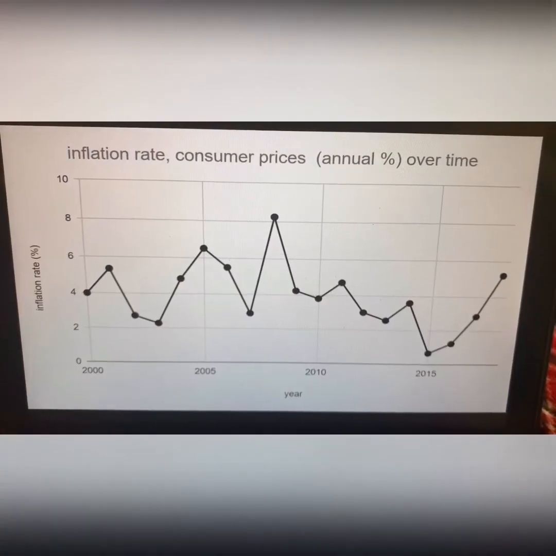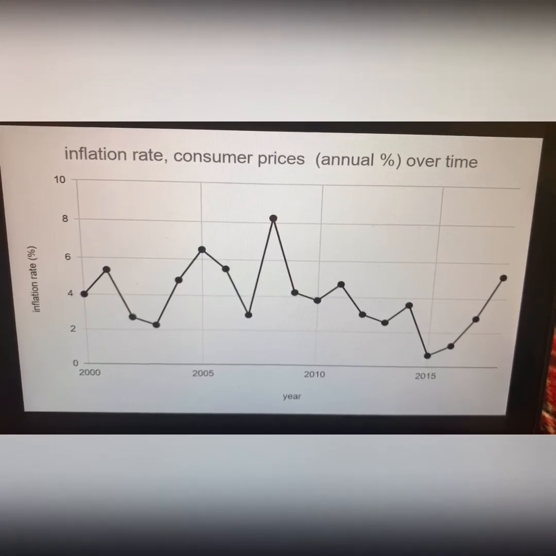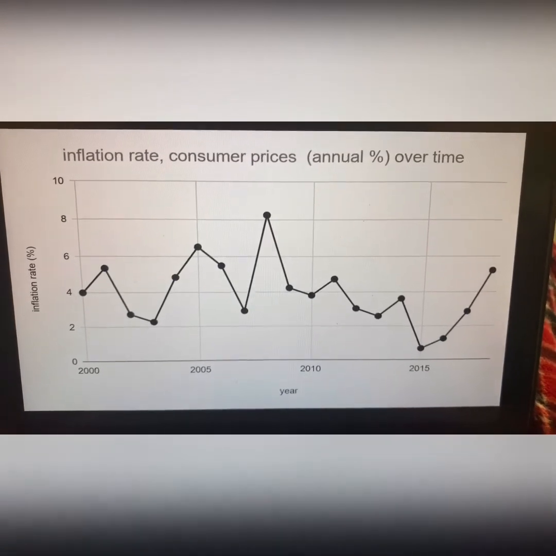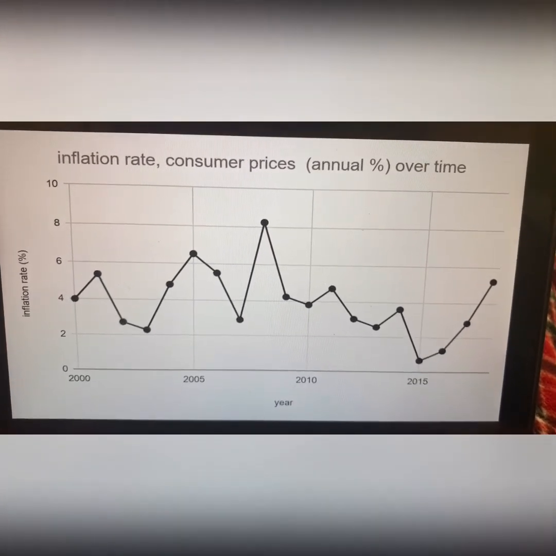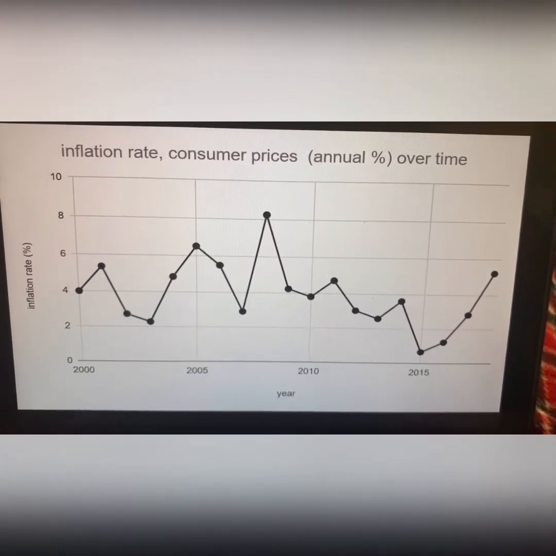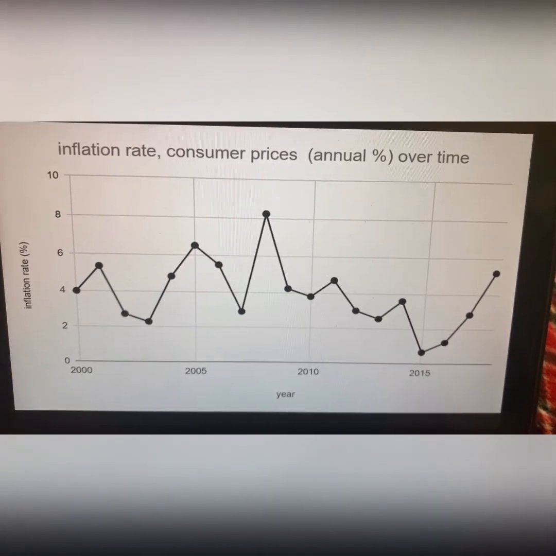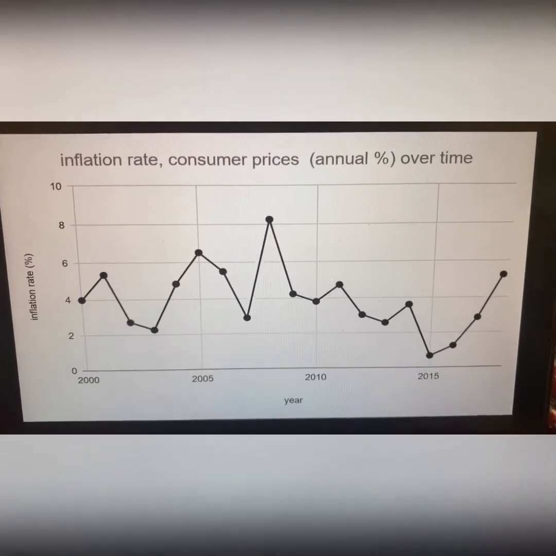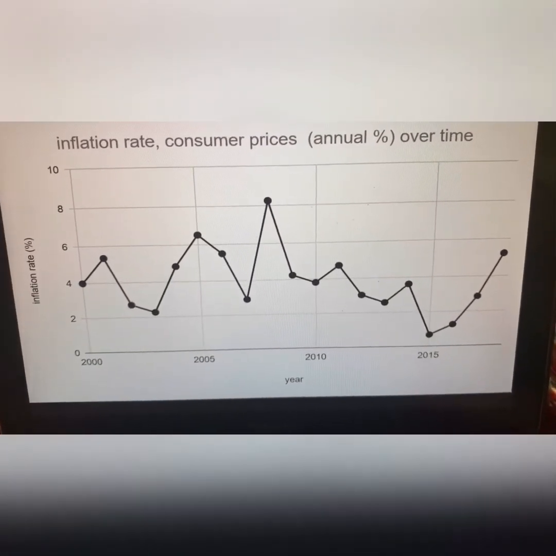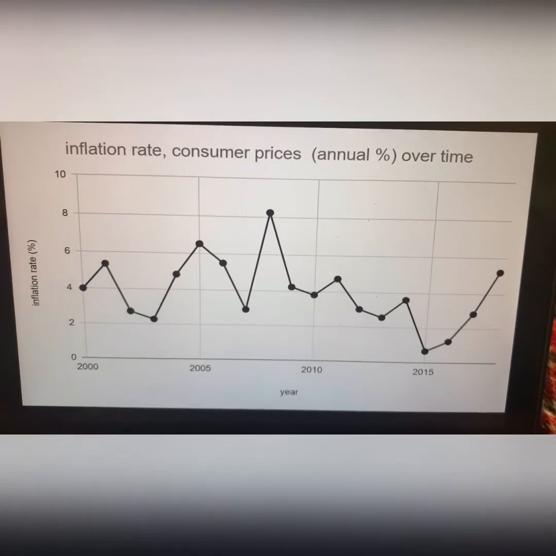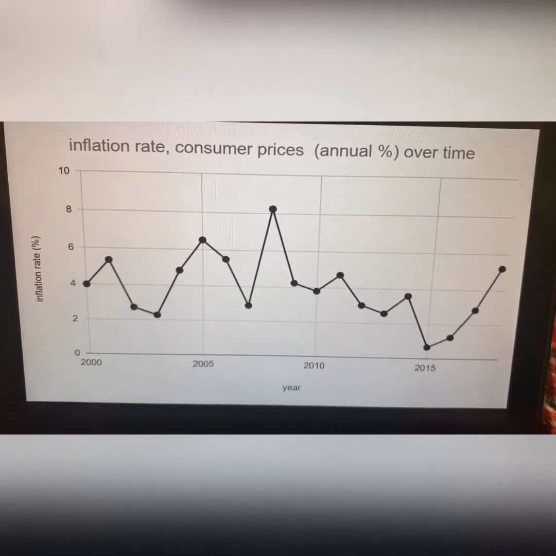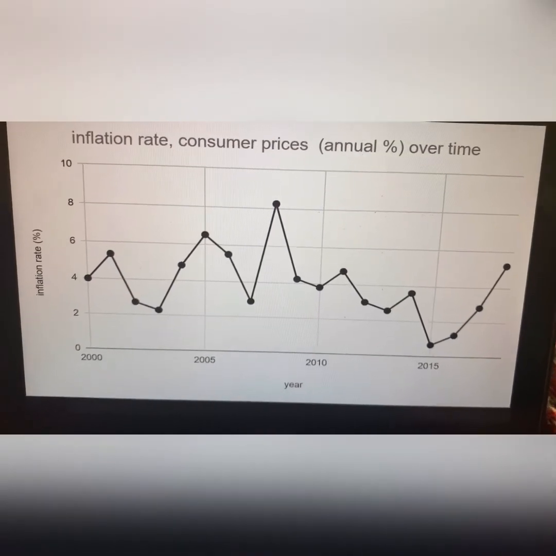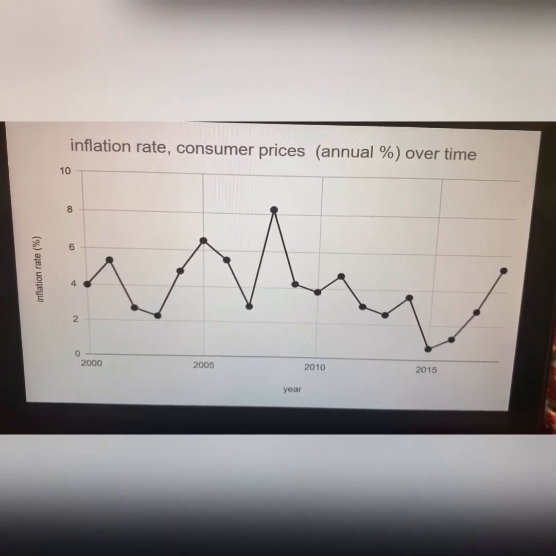So the last graph here shows the inflation rate over time, calculated as an annual percentage. On the y-axis, we have the inflation rate shown as a percentage, and on the x-axis, we have the year. Over time, we can see a volatile graph, but we can mainly see during the 2008 period, it spikes up over 8%. And then in the 2015 period, we see it very low, close to 1%.